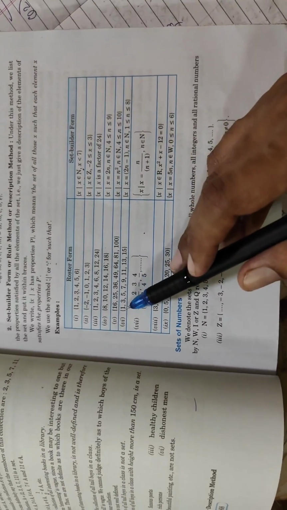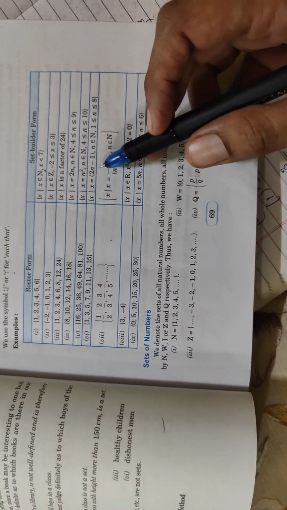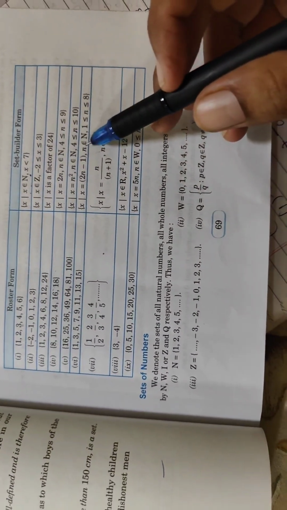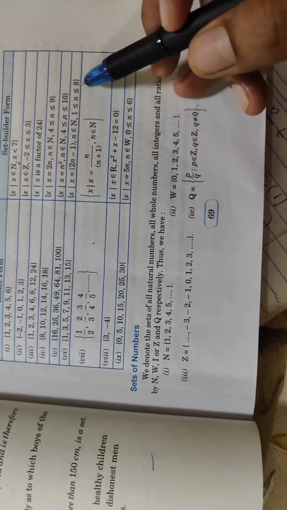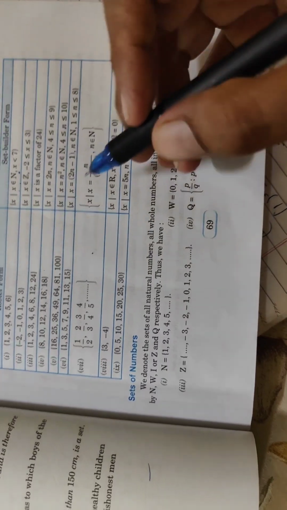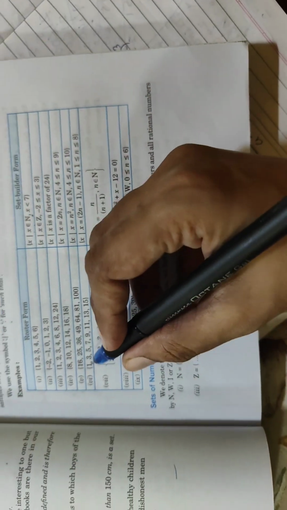Now 1, 3, 5, 7, 9, 11, 13, 15. So x such that x is equal to 2n minus 1. Now they have taken 2n minus 1, where n belongs to natural numbers and n is greater than or equal to 1 and less than or equal to 8. That means 2 into 1 is 2, minus 1 is 1. So 1. 2 into 2 is 4 minus 1 is 3.